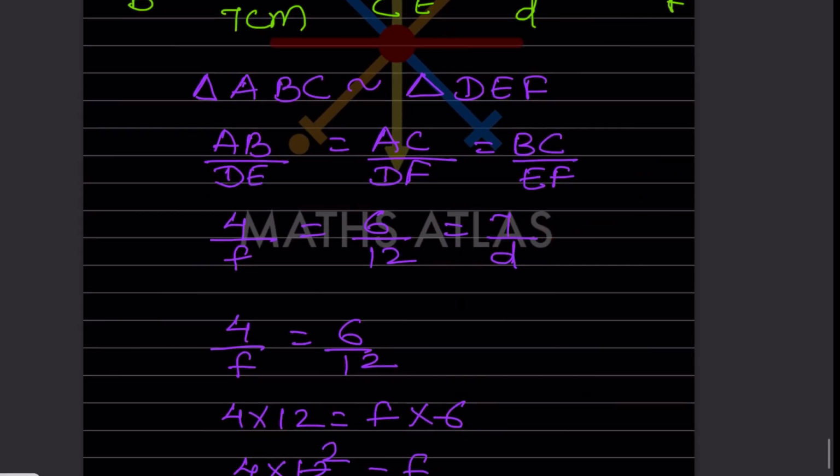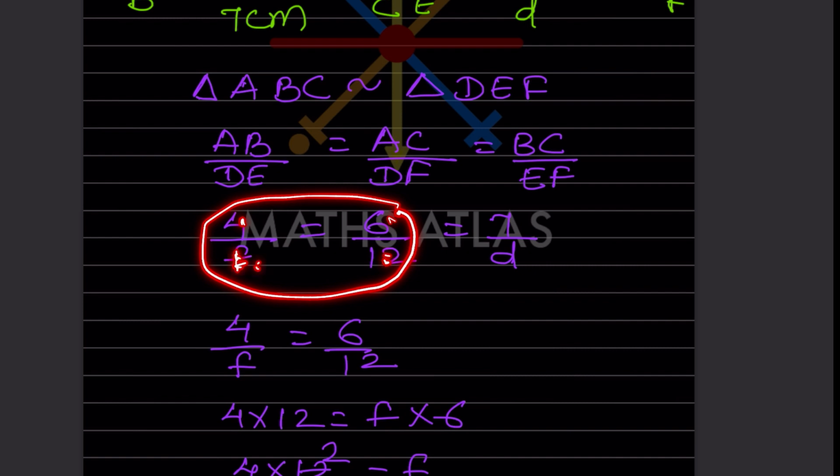And now what will we do? We'll consider this one. Why? Because now see here, there are 4: 1, 2, 3, 4. From that, 3 we know, 1 is unknown.